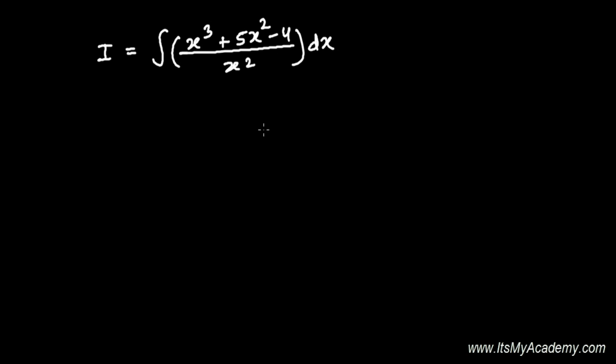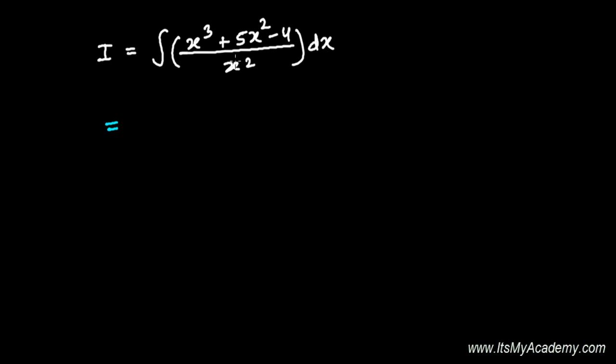Let's do the indefinite integration of this algebraic expression: x cube plus 5x square minus 4, divided by x square. As I told you in some previous video, I don't know exactly which one, simplify the expression until you are able to use a formula directly, the formula that you have learned. So we need to simplify in such a way that we can easily apply our formula to find the integration.